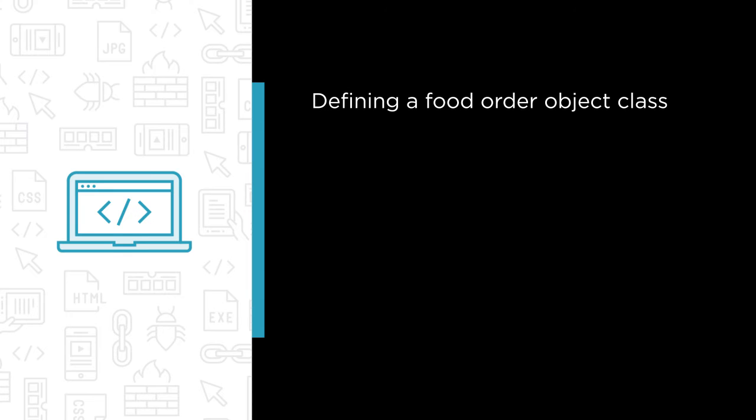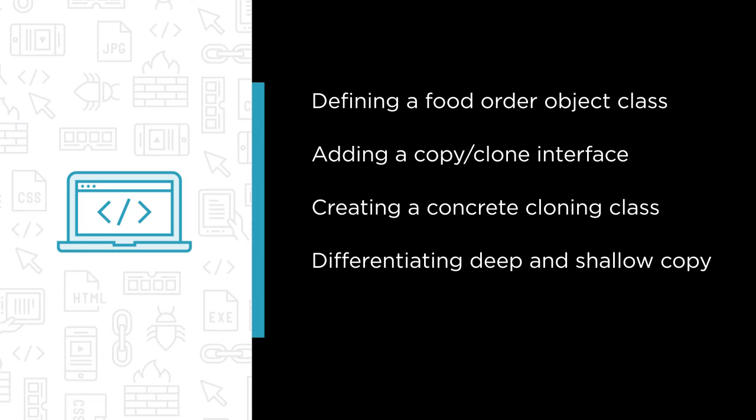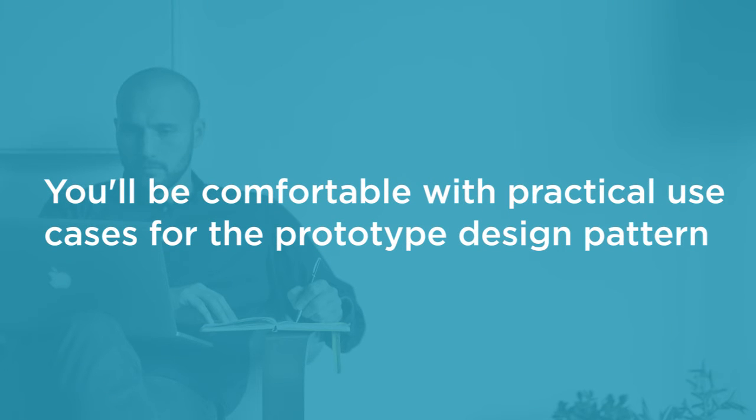Some of the major topics that we'll cover include defining a food order object class, adding a copy and clone interface, creating a concrete cloning class, differentiating between deep and shallow copying, and use cases and practical applications. By the end of this course, you'll be comfortable with identifying and analyzing practical use cases for the prototype pattern, and be ready to bring that code and the skills you've learned into your own C# projects.